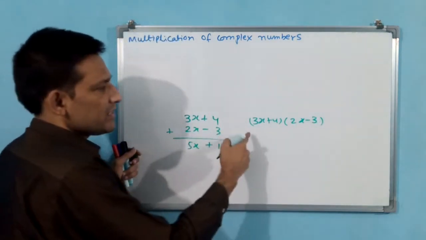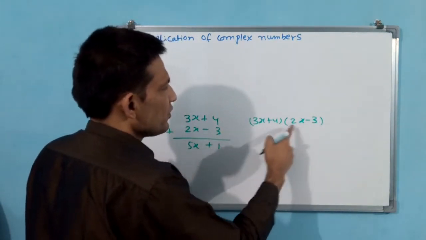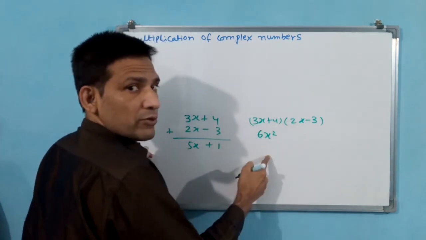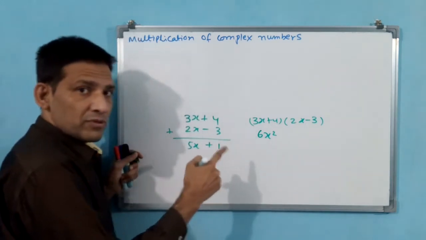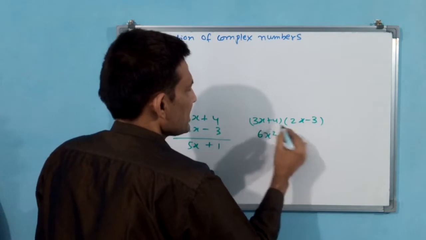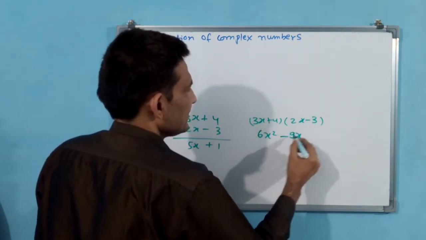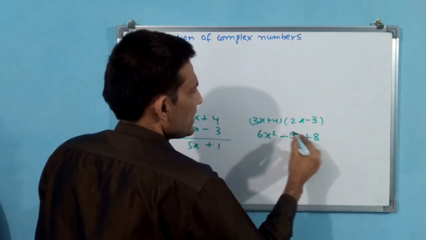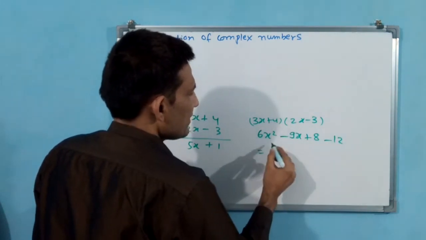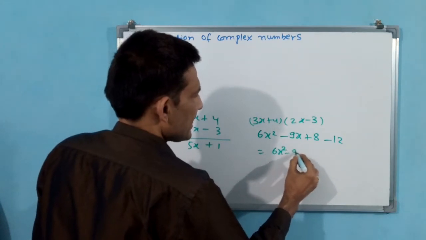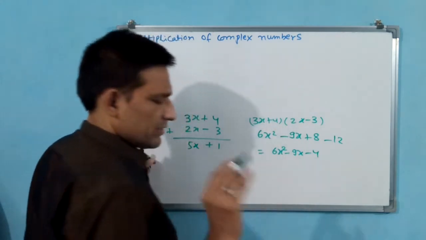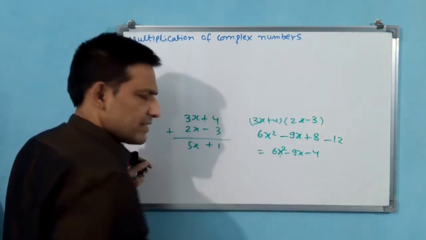Here is addition, but here is multiplication. What are we going to do? 3 into 2, 6x square; x into x we are going to make. Observe carefully. Then 3 into 3, but minus is there, so minus 9x, plus 4 into 2, 8, minus 4 into 3, 12. Finally, we write 6x square minus 9x plus 8 minus 12, that is minus 4.